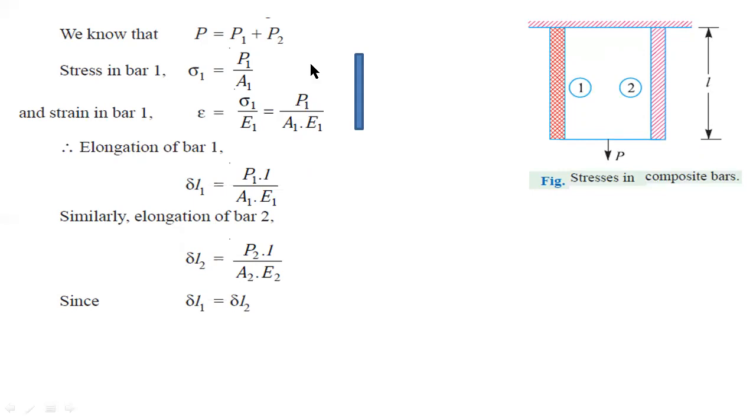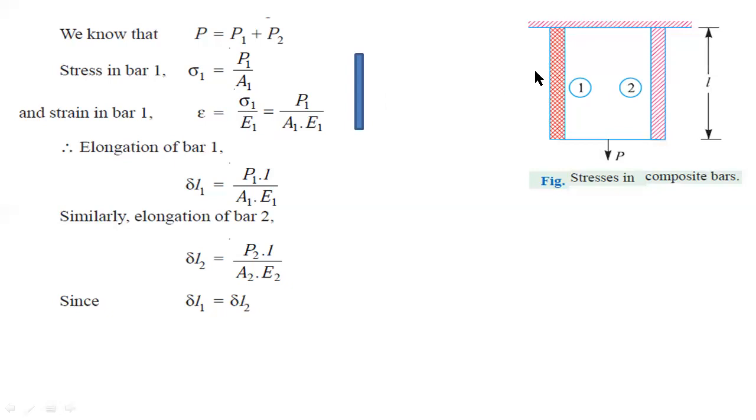The stress sigma 1 is the stress induced in the bar 1. We already know the formula: stress equals load by cross-sectional area. So the load acting on the bar 1 is P1, and the cross-sectional area of the bar 1 is A1. So P1 by A1 is the stress induced in the bar 1. Similarly, we already know the formula for strain equals delta L by L, and another formula is stress by Young's modulus. Stress by Young's modulus is the other formula.